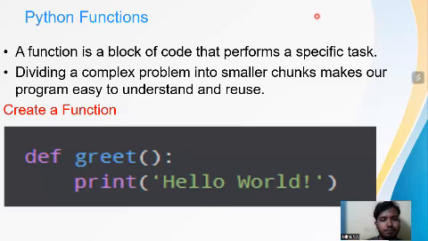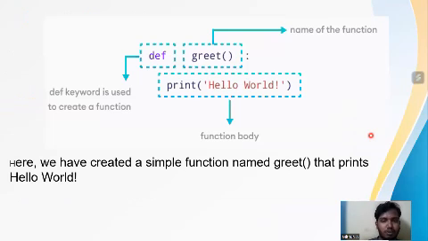Here we have def greet as a function. The function we have created as def greet, and in the print statement we have given hello world. Let's talk in detail about this. Here def is a keyword that is used to create a function, whereas greet with parentheses is the name of the function, and print hello world is the function body. So we have created a simple function named greet that prints hello world.